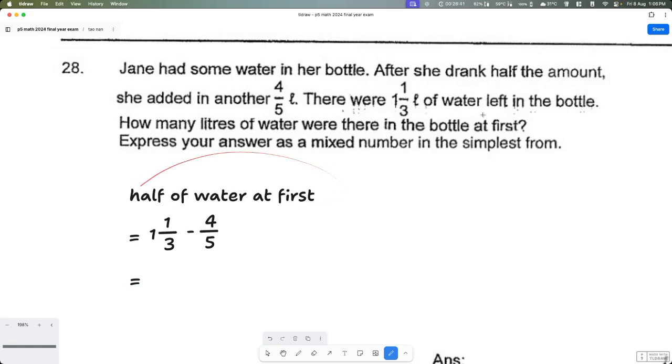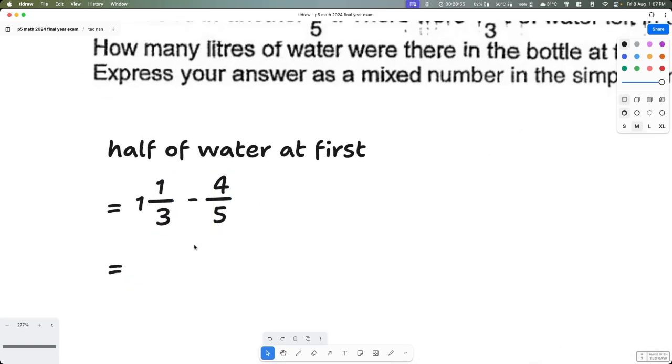So half of the water at first is basically the total minus the 4/5 over here. So 1/3 minus 4/5. Okay, so we need to get the common denominator for 3 and 5. So it's each other. So 5, you multiply this by 5 over here, and this one is the same. And then this one is multiplied by 3, and this also by 3, and it will look like this.